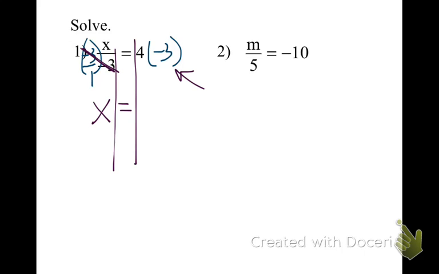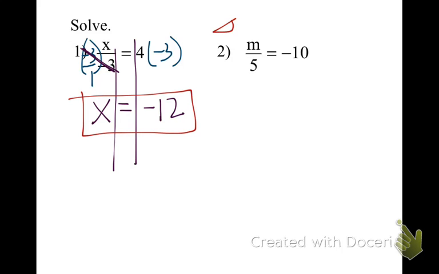I bring down my equal sign, and I take a look. What's 4 times a negative 3? It's going to give me a negative 12. Now we're looking, is x all by itself? Yes, it is. Since x is all by itself, this is going to be your answer. X is going to be equal to negative 12.